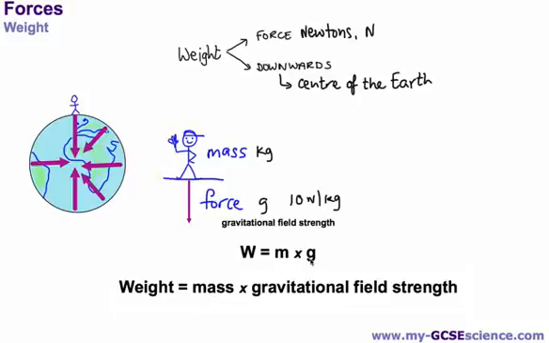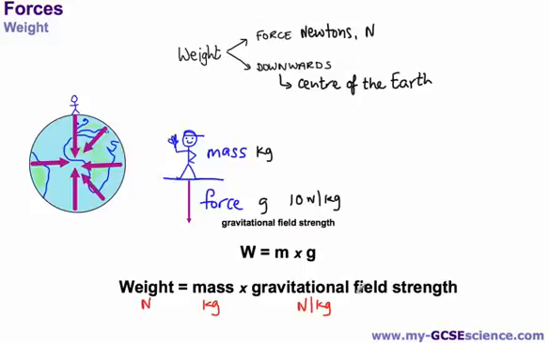This is actually given on the formula sheet in the exam. So this formula here and the meaning of each different letter is given. What they don't give you is the units. So remember, for weight it's newtons, mass it's kilograms, and gravitational field strength is newtons per kilogram.